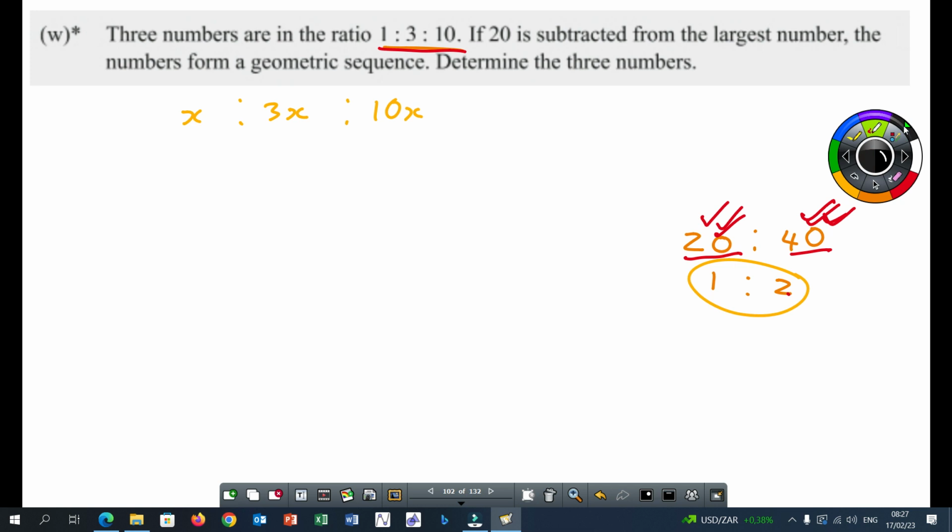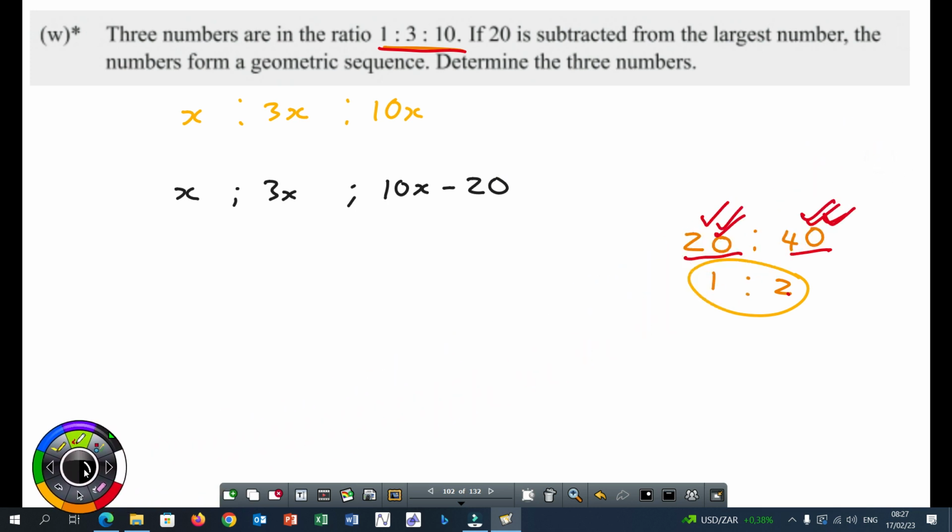The next thing now, the question says, if 20 is subtracted from the largest number, the numbers form a geometric sequence. So, which one among these 3 is the largest? 10x. So what that means is, if we subtract 20 from the largest, we'll end up creating a geometric sequence. Okay? And obviously, this will be T1, that's T2, and that's T3.